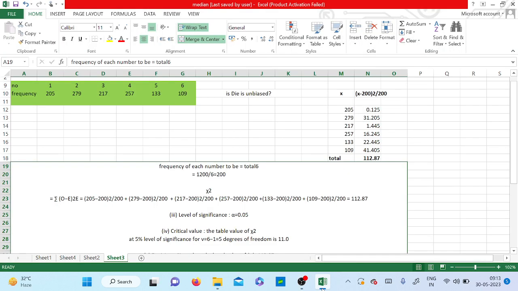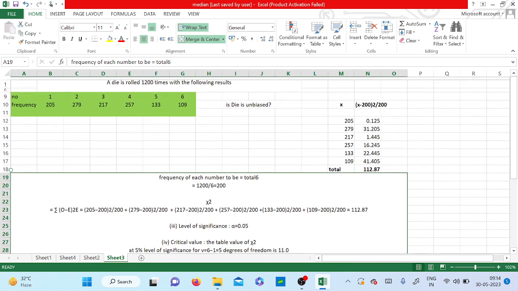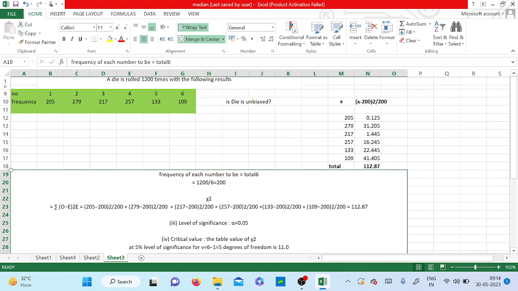Again, I want to discuss one statistical math problem from goodness of fit, that is the IGNOU fourth semester part of statistics. Here is the problem. It says that a die is rolled 1200 times with the following results, shown in green color, so number and frequency in this way. Now it asks whether this die is biased or unbiased.